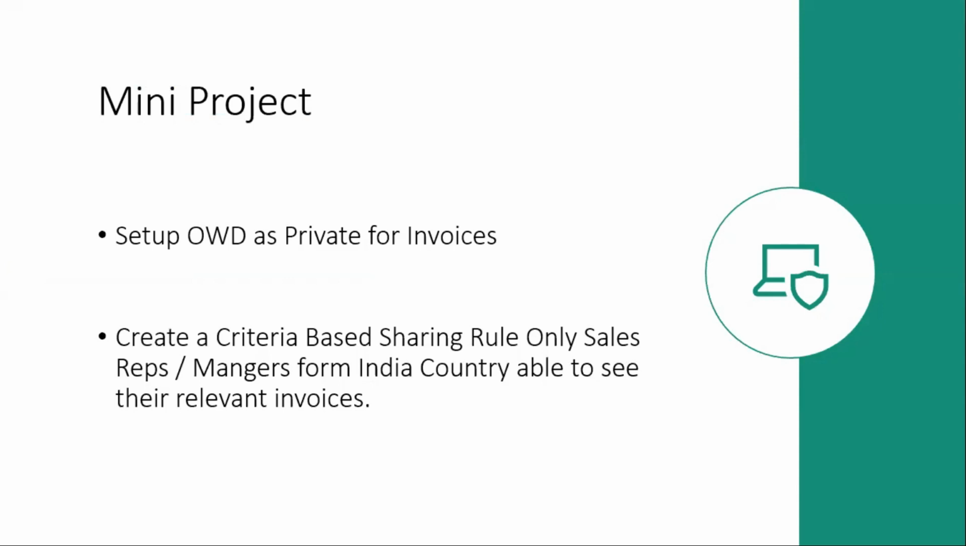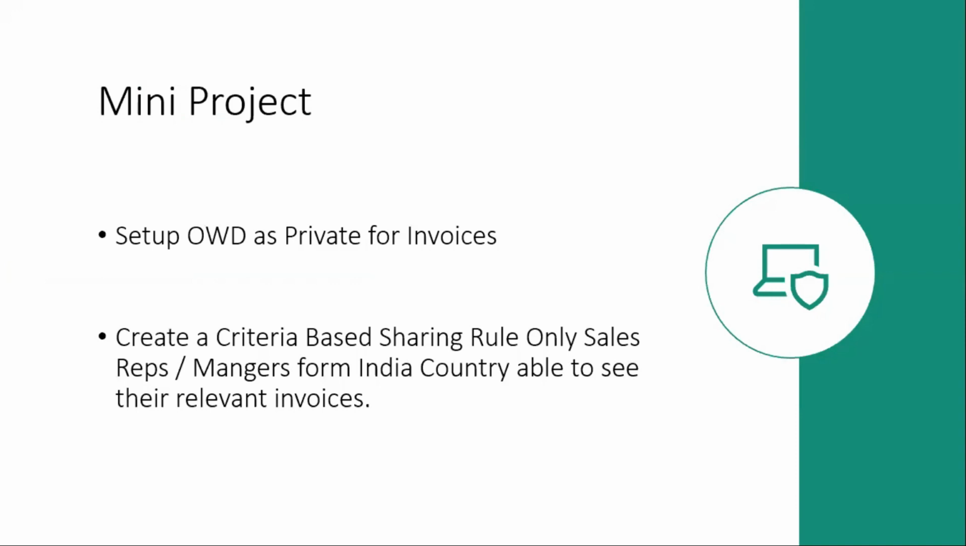So what we are supposed to do in the mini project is set the org-wide default as private for the invoice object. Before we jump onto the mini project, let me give a brief about what the mini project exactly is. In this entire series, we are working on a mini project, and in each session, we are taking a piece of that mini project which is relevant to that particular episode, right?